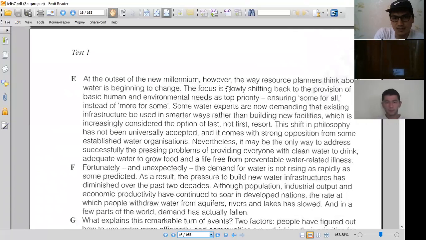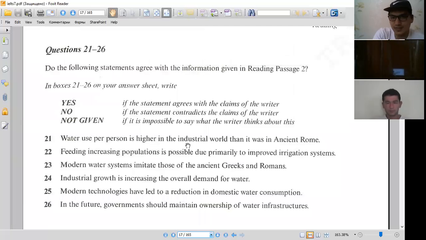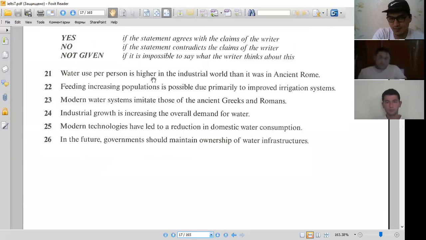Birinchisi demak, water use per person, industrial world, ancient Rome. One more important thing. Here we have comparative, right? Comparison. Yes. So we have learned that if we can find the comparison also from the passage, it is yes.